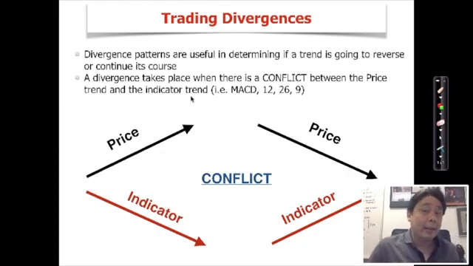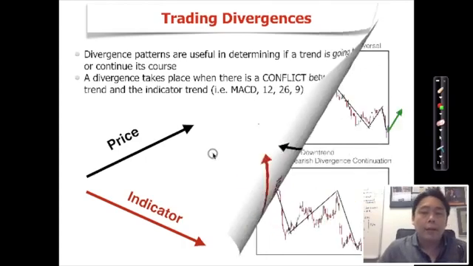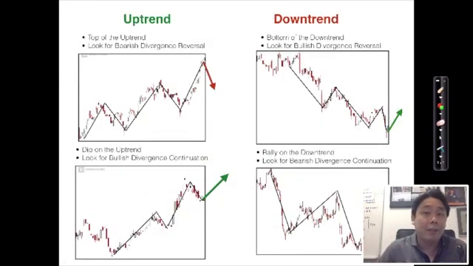Now you can use any indicator. We'll be using the MACD 12, 26, and 9. Whenever there's this conflict, it tells us that there's a high probability that it will move in our anticipated direction. So there are altogether 4 kinds of divergence patterns. Okay, 4 kinds. Before I go into that, how do you know which one to look for?